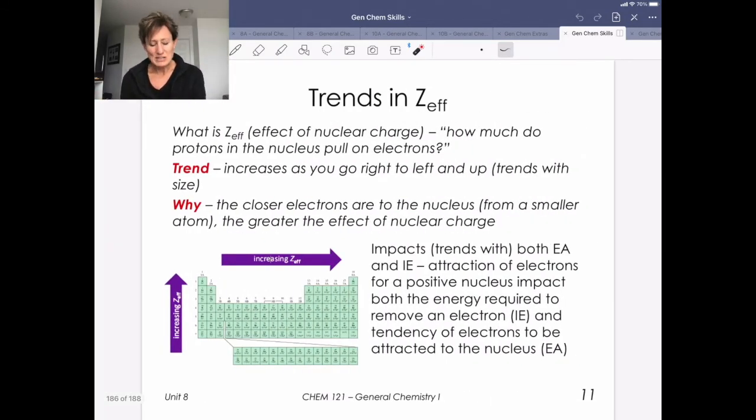All right, the last piece to talk about here is trends in what we call Zeff, which is the effective nuclear charge. So thinking about this, how much do the protons in the nucleus pull on the electrons?